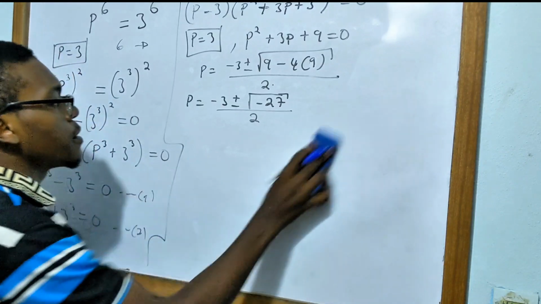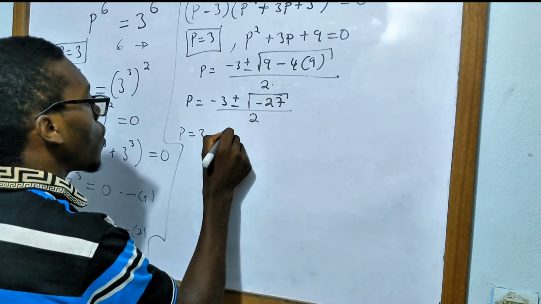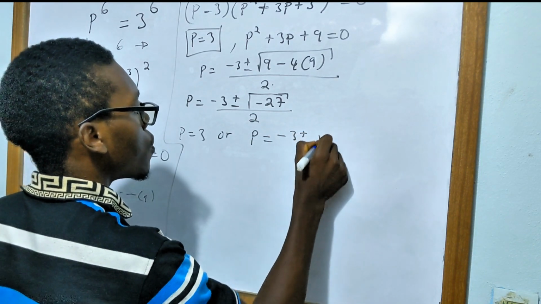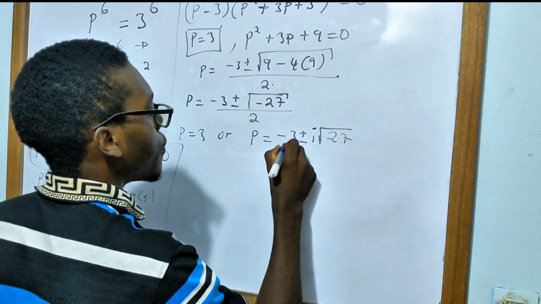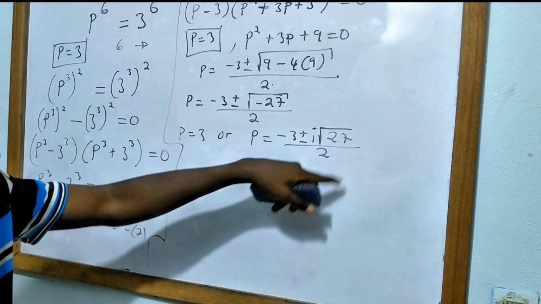Okay, we have this at this point. Hence, p is equal to 3, or p is equal to minus 3 plus or minus root 27 i, all over 2. These are the different values of p. We have plus and minus.